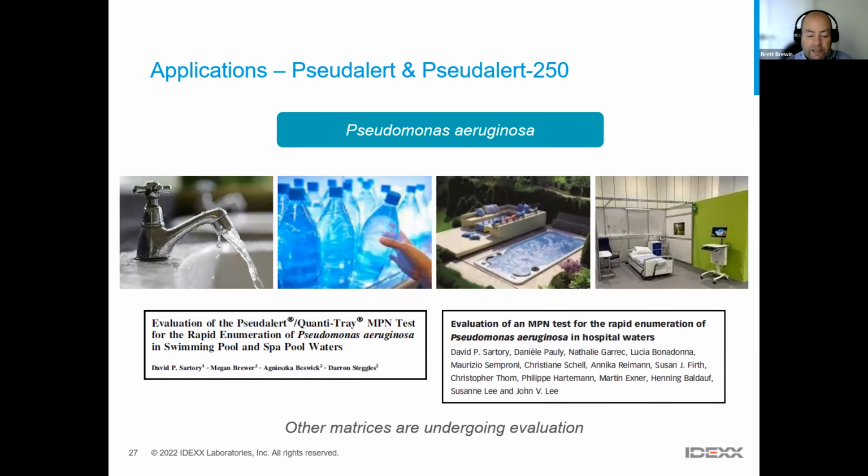In hospitals, again, you have very, very complex plumbing systems within hospitals. It's very, very easy for Pseudomonas to colonize those water systems. And once it's colonized a water system, it's very, very difficult to eradicate.